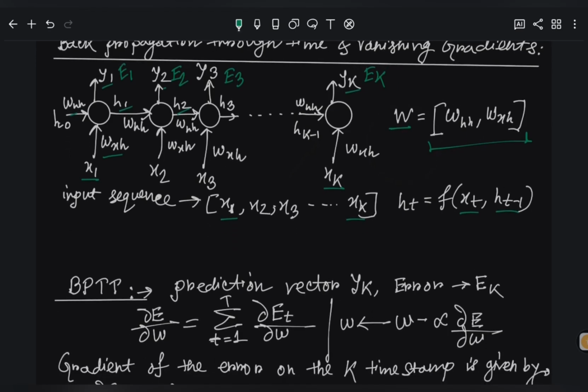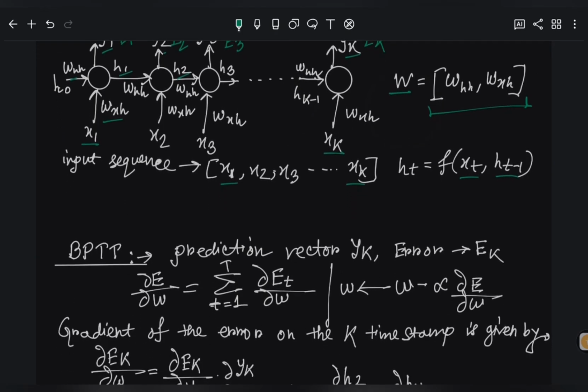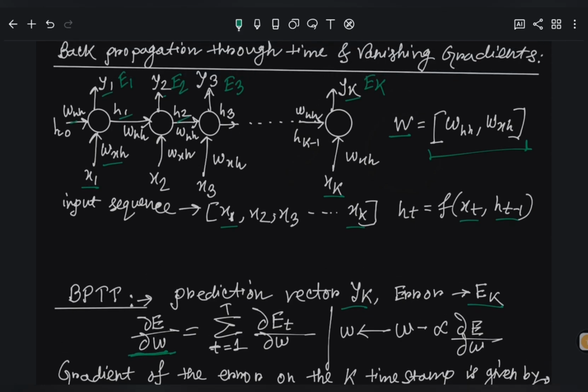Okay, now the backpropagation through time. What we generally do in backpropagation through time is, once we get the prediction vector, which is nothing but yk, we calculate the error, the Ek. Now, to optimize the weights, W is again a composition of WHH and WXH. We need to take the derivative of the error with respect to W. This is what we generally also do in a multilayer perceptron. But the catch here is that we need to take this derivative with respect to time. We are passing through each timestamp and calculating the error, so we need to accumulate those errors and then calculate the derivative.